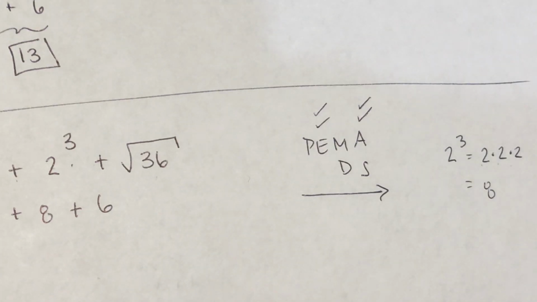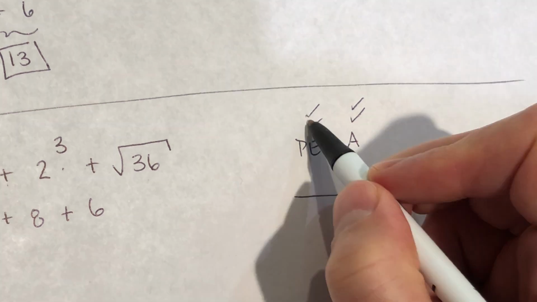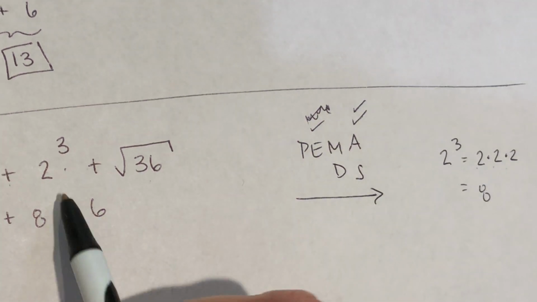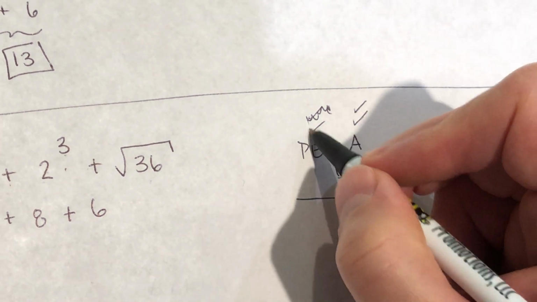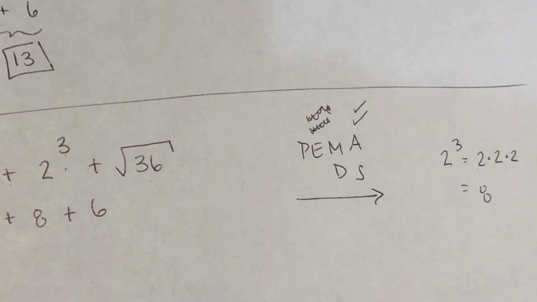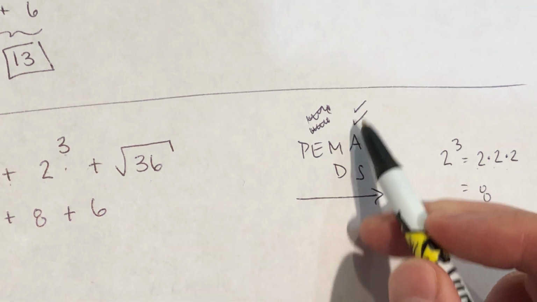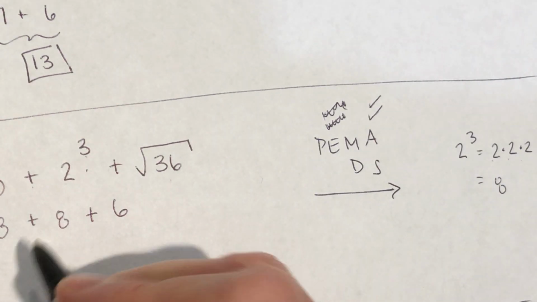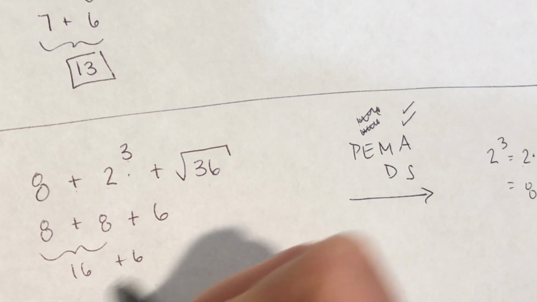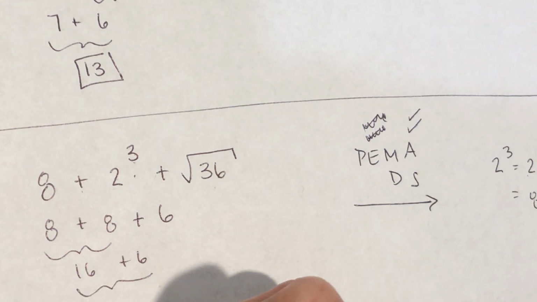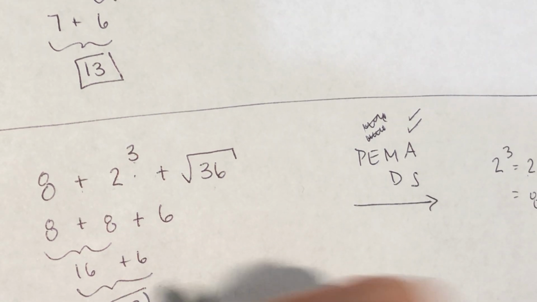So we just took care of both exponents here. The 2 to the third power, and then the radical 36, the square root of 36, that's another way of expressing an exponent. So now we just have our 2 addition operations to do. So 8 plus 8 is 16 plus 6, 22.